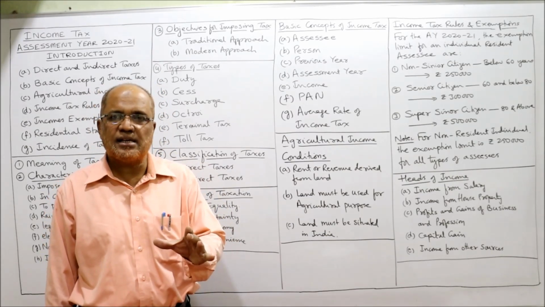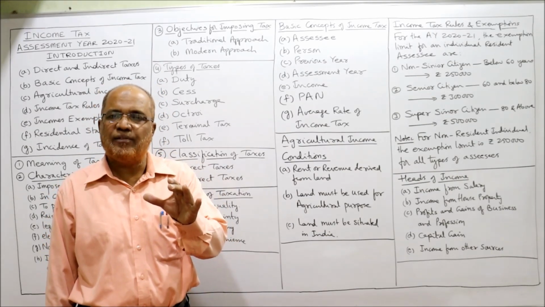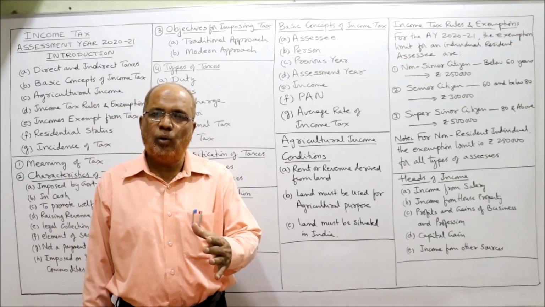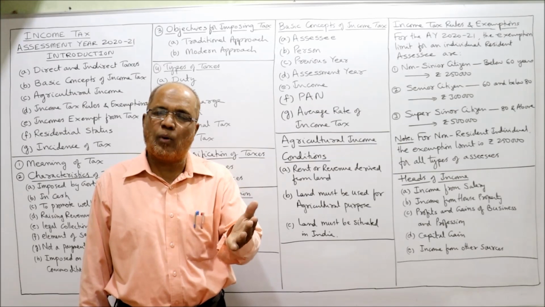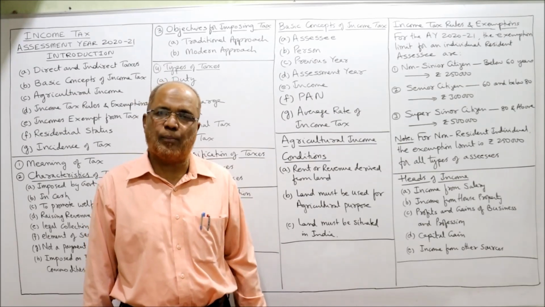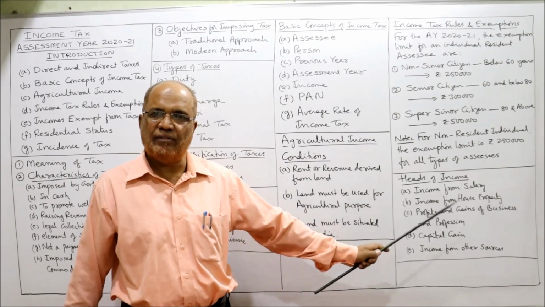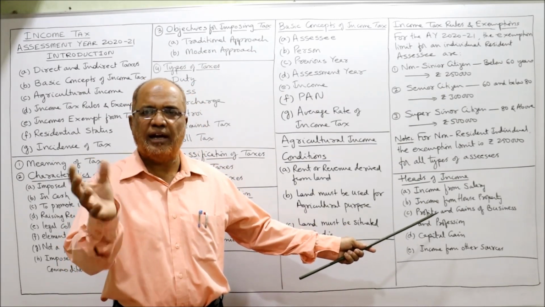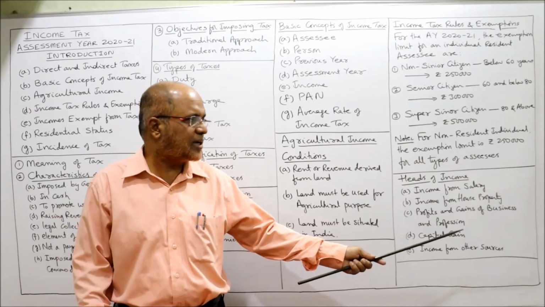Simply, income from salary applies to those people who are in employment, where there is an employer-employee relationship and the person is getting a salary from the employer. There we will have income from salary. Next, I am giving a brief explanation here; in detail, I am going to explain in the coming videos.